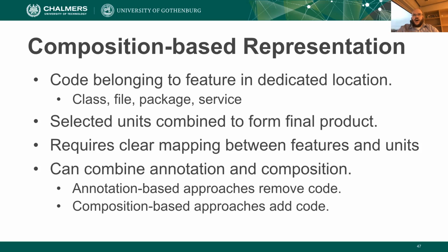So the key challenge of a composition-based approach is to keep this mapping between features in your problem space and your composition units in your solution space simple, ideally a one-to-one mapping, right? This class represents this feature and none of the code of this feature is in any other class except for what's needed to connect it to the other classes. If every feature has its own implementation as a composition unit, then a product generator can simply include the corresponding unit in the composition when the feature is selected.